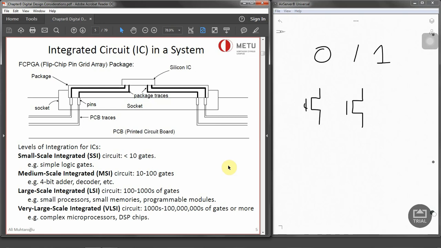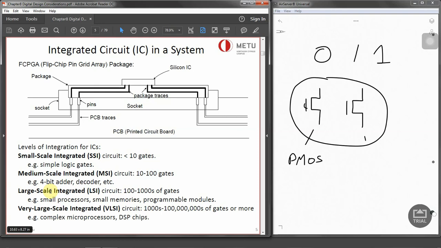You can see some examples like logic gates, adders or decoders for medium scale, small processors or memories for large scale, and very large scale, where we talk about complex processors on FPGAs and so on. And this is all part of the integration, and that integration comes from the transistors. In today's technology, we are using 2 types of transistors, known as PMOS and NMOS.